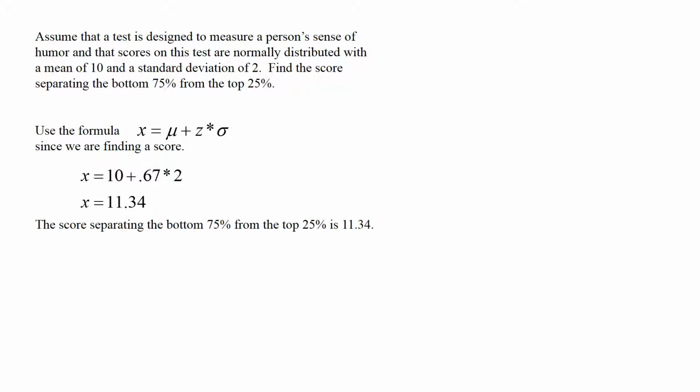The area closest to 0.75 in the table is 0.7486. The z-score corresponding to the area is 0.67. X equals 10 plus 0.67 times 2. The answer is 11.34. The score separating the bottom 75% from the top 25% is 11.34.